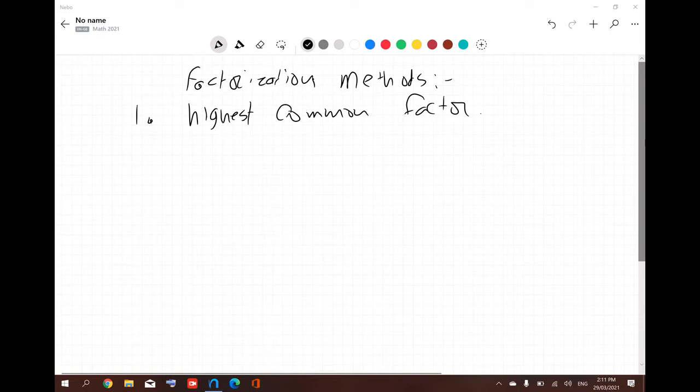The first lesson was on why do we factorize and which cases we're going to use factorization for. Today we're going to get through the first method of factorization, which is the highest common factor.